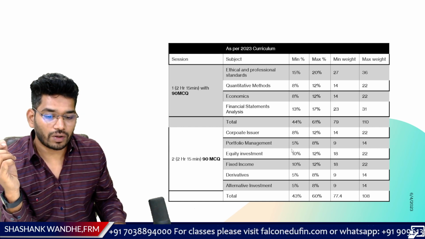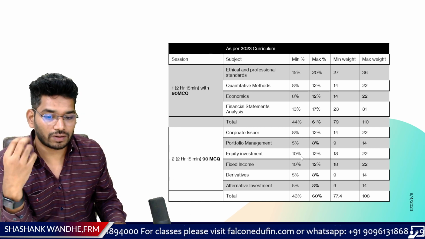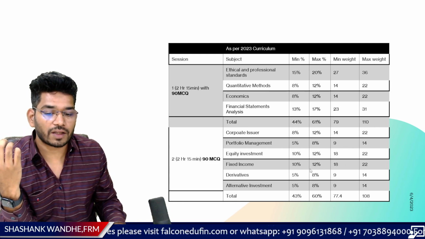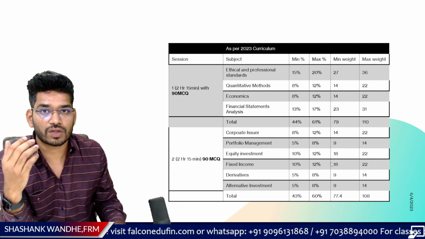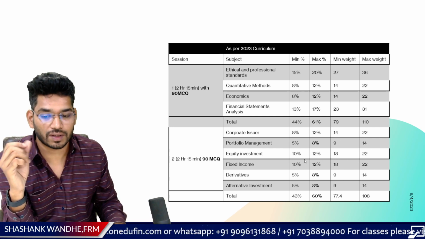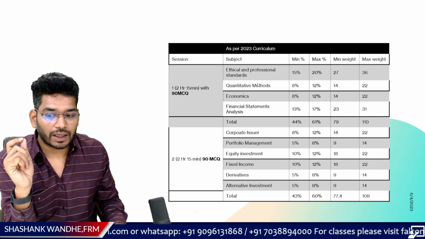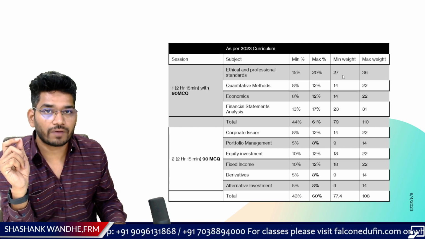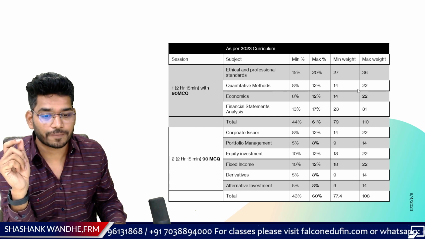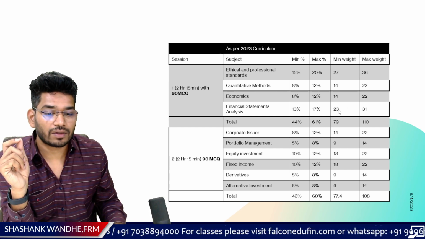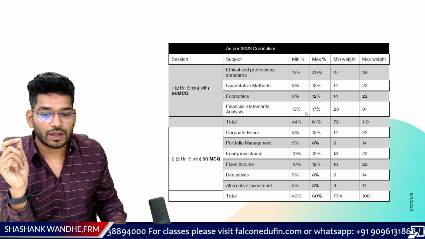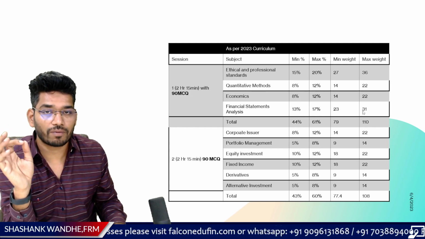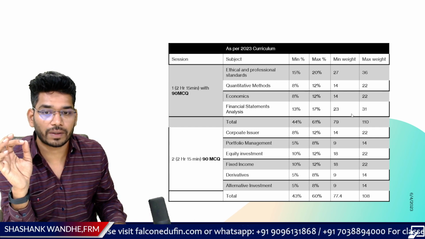Then here, we don't have any major subject with huge weightage. But still, for equity investment and fixed income, we can consider these 2 subjects have very high weightage compared to the other subjects here. Now here, in session 1, ethics and professional standards, minimum and maximum weight is 27 to 36. And for financial statement, 23 to 31. So these 2 subjects account for approximately 50% of your examination. So you have to make sure you are preparing these 2 subjects properly.